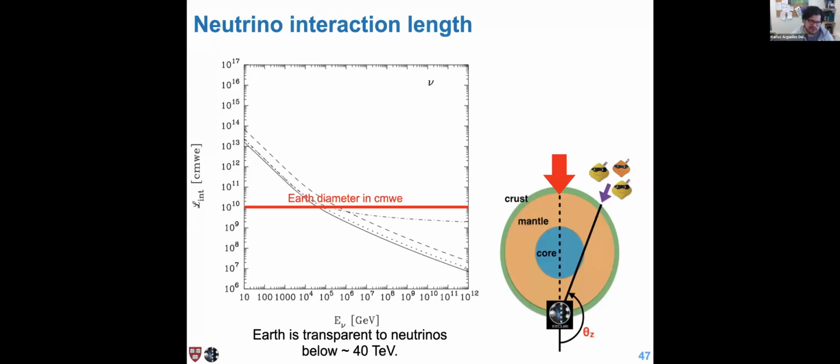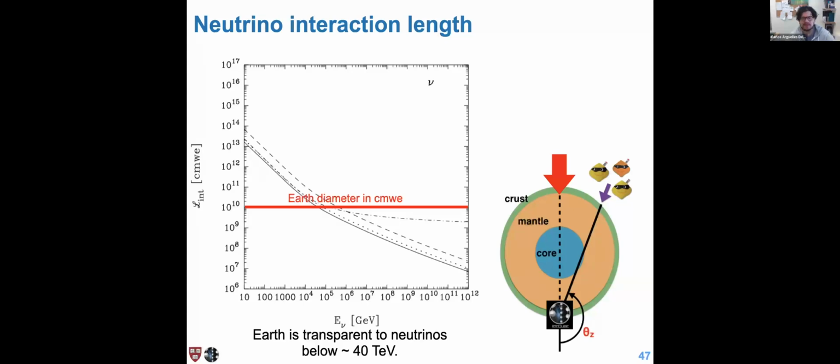So below 40 TeV, the Earth is transparent to neutrinos, but above it, the Earth becomes, in parts of the directions, opaque to neutrinos. And that's actually going to be a direction-dependent statement. On the right I have the Earth shown as these shells: the core of the Earth, which is denser, then the mantle, and then the outer crust. And I have IceCube here at the bottom. I'm going to define the zenith angle as the angle with respect to the South Pole.